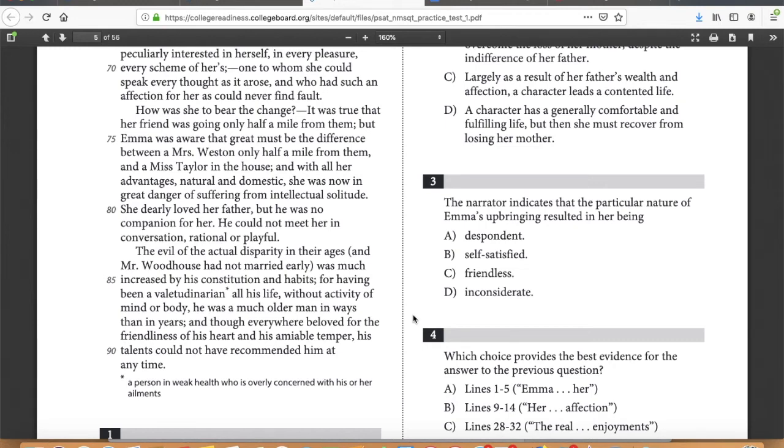At least intellectually. So does that make sense? Yes. Okay. All right. Last paragraph. Okay. The evil of the actual disparity in their ages, and Mr. Woodhouse had not married early, was much increased by his constitution and habits.